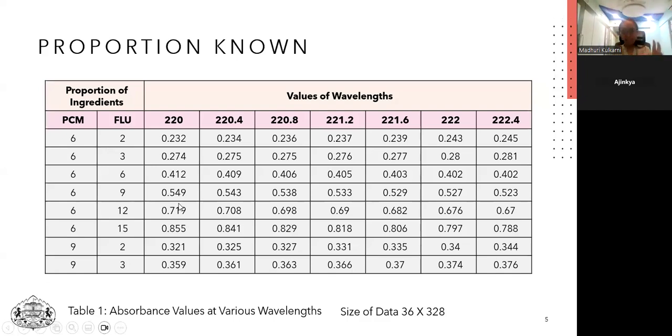So I had a data matrix, as you can see. I had a data matrix of size 25, because 25 combinations of PCM and flupirtine were considered. So 25 rows and more than 300 columns. This was the size of the data.